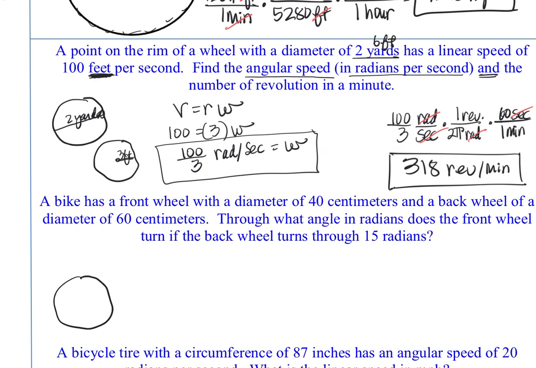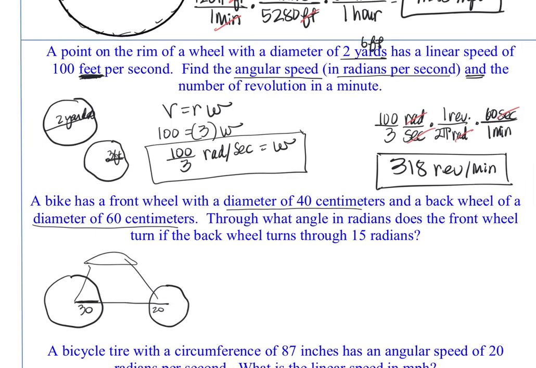Okay, so here's our back wheel. Here's our front wheel. I'm not real good at drawing bikes, so I'm not even going to try, but it's awful. I know, that's not a bike. Anyway, this one has a diameter of 60, so this radius would be 30. Here the diameter is 40, so this radius would be 20.